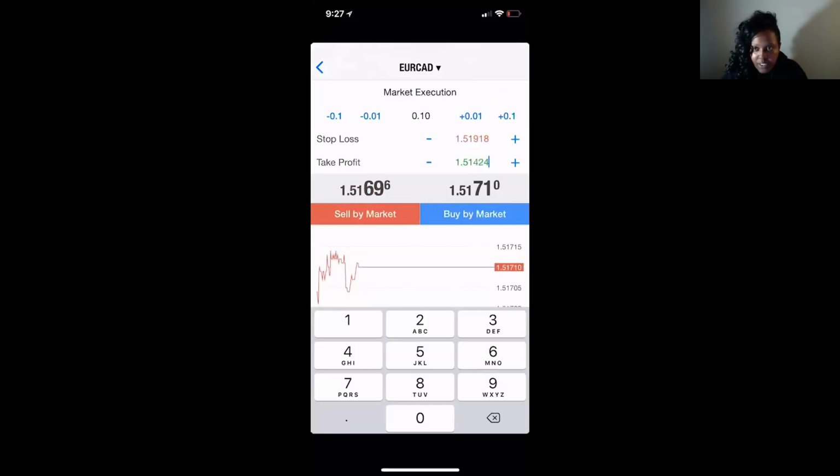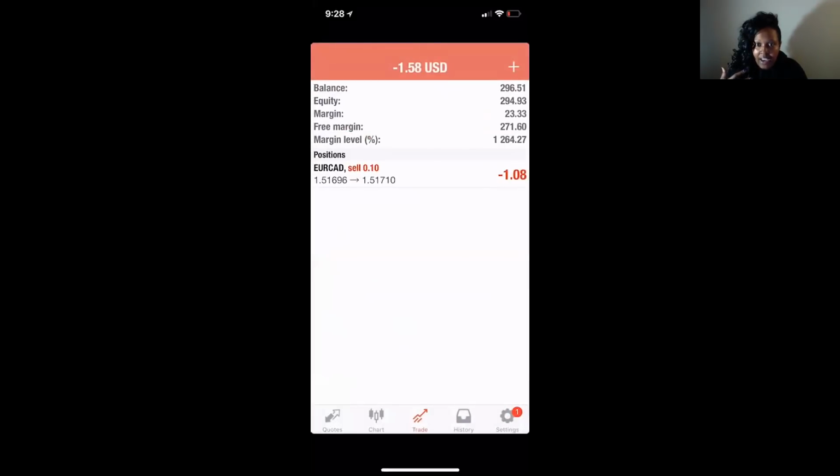This is my demo, so it's not a big deal, just to show you how to enter a trade. So you would hit sell. But in my live account, I would wait, just so y'all know. So I'm going to enter this trade, but I'm waiting on the turn before I actually enter it. So now you can see the price moving.